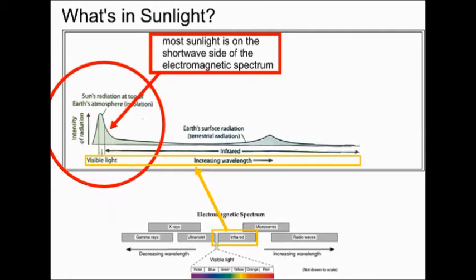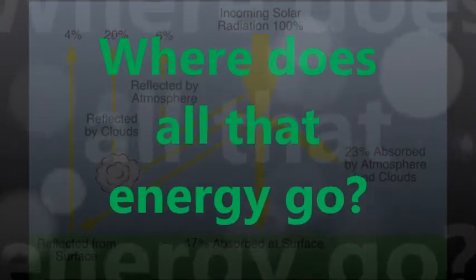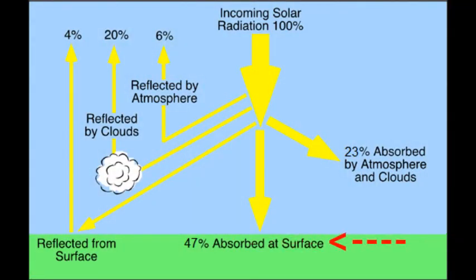Now, of that shortwave radiation, this diagram here breaks down how much of it actually reaches the Earth, because the sun releases a lot of energy, but not all of it reaches the Earth. The green portion of that is the insolation that reaches the Earth, and that's about 51%. The red portion is the insolation that never reaches the Earth, and that's about 49%. So only about a little more than half of the sun's energy actually reaches the Earth. Now the question is, where does all that energy go? Well, about 47% of it reaches the Earth and is absorbed, and about 4% of it reaches the Earth but is then immediately reflected back into space.